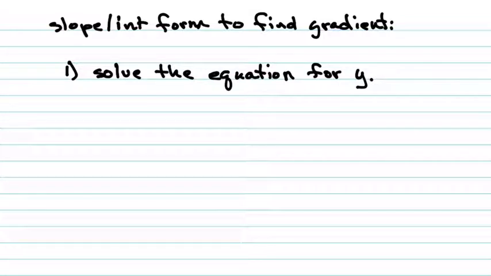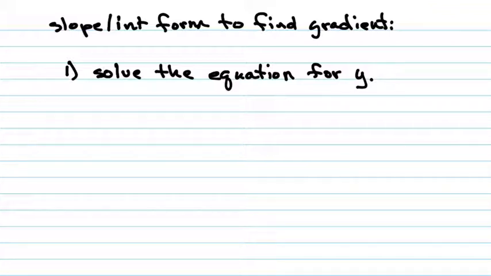Now, solve the equation for y means that the y has to be completely by itself. Do you remember when we talked about equations? That's how you know that the equation is solved: the y is completely by itself on one side. Well, if you go back to the format for this, it says y equals. So in other words, y is completely by itself on one side, and everything else is on the other side.